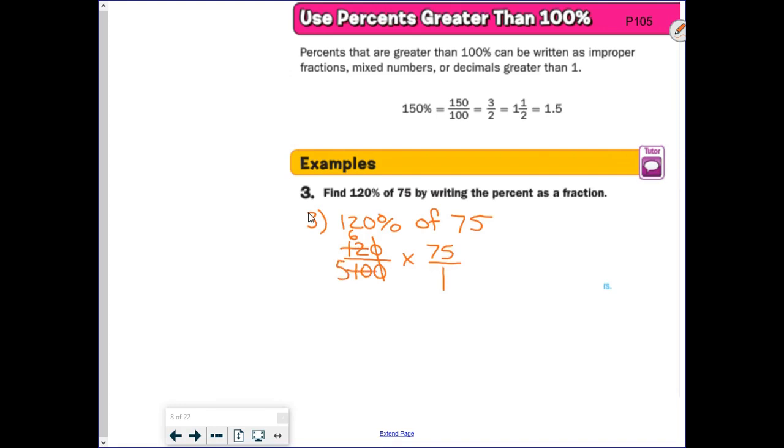Now I'm going to look diagonally to see if I can do any reducing. And sure, 5 and 75 are both divisible by 5. So my 5 will mark off and become a 1, and my 75, when I divide that by 5, equals 15. So what I actually end up with is 6 times 15. So that's going to equal 90.